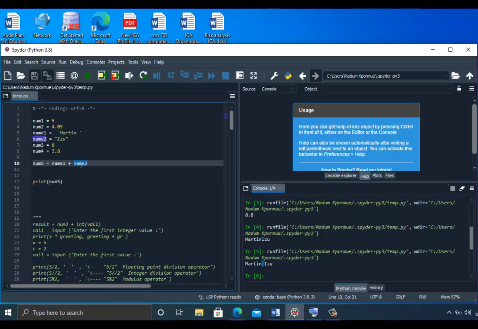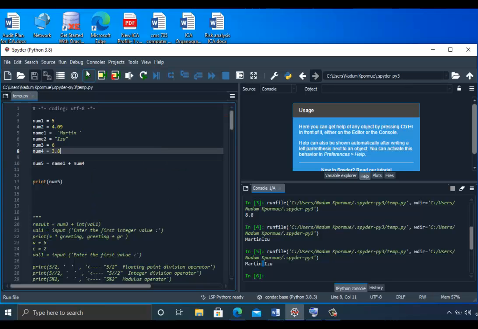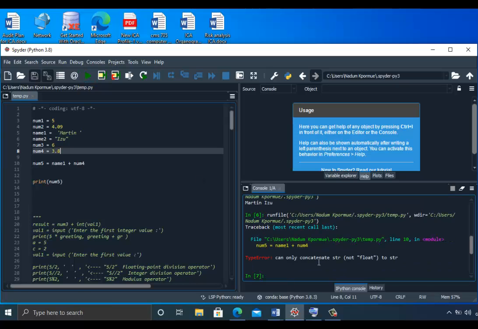We can as well do something like this. Let's see if it's going to throw an error. Let's say num4, and let's run it. So, can only concatenate string, not float. That is what I want to bring out. When you are adding two strings together, it is called concatenation. When you're bringing two strings together with the addition operator, it's called concatenation. So the Martin izu that we're able to get here.